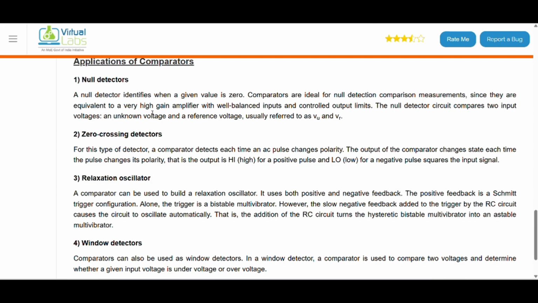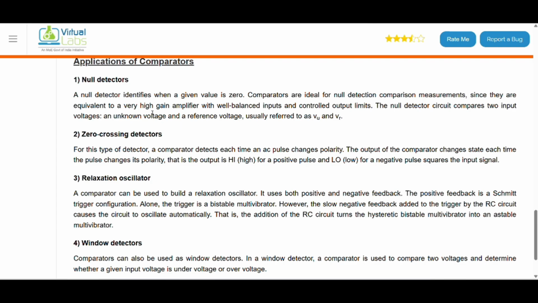A null detector identifies when a given value is zero. Comparators are ideal for null detection comparison measurements since they are equivalent to a very high gain amplifier with well-balanced inputs and controlled output limits. The null detector circuit compares two input voltages, an unknown voltage and a reference voltage, usually referred to as VU and VR.